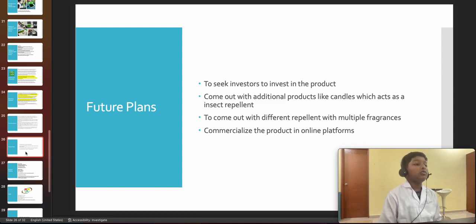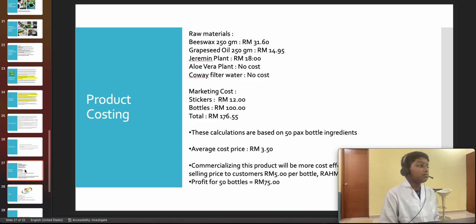Future plans: to seek investors to invest in this product, come out with additional products like candle which acts as an insect repellent, come out with different repellents with multiple fragrances, and commercialize the product on online platforms. Product costing.